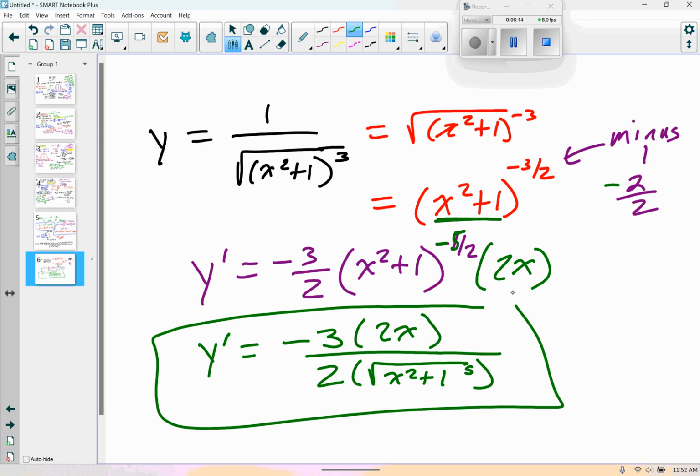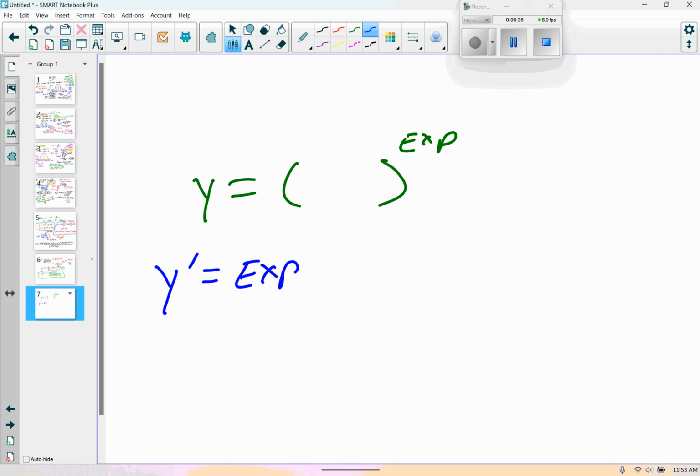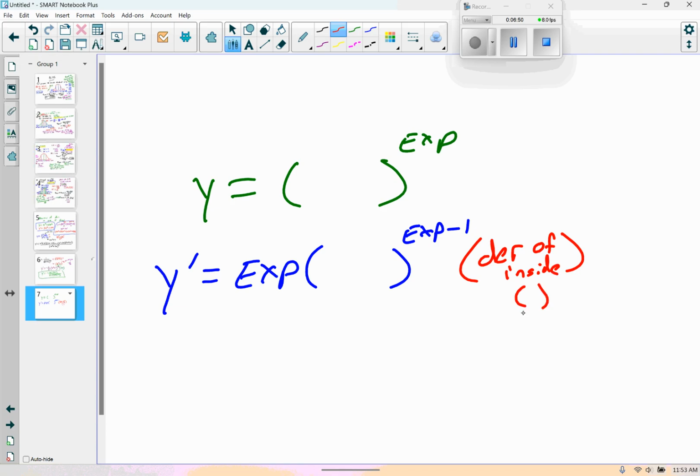Okay? So this particular rule in simplistic form is: if you have a quantity raised to an exponent, to do the derivative, take the exponent, times the quantity to the exponent minus 1, times the derivative of the inside parentheses. Okay?